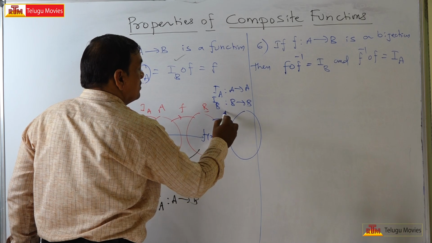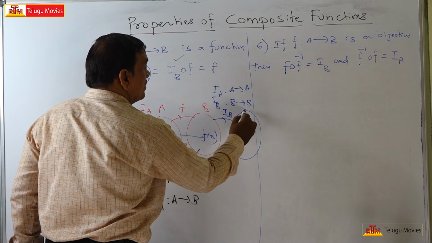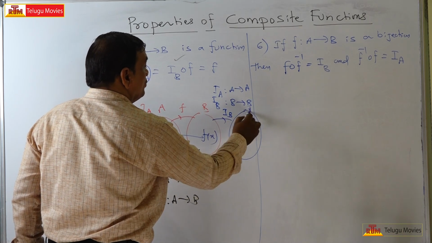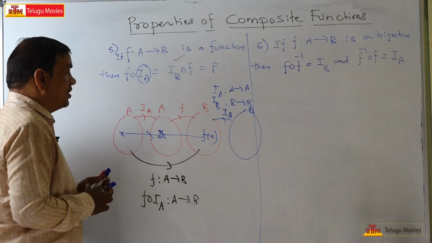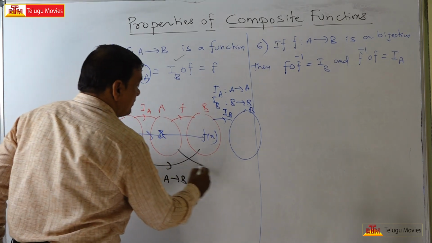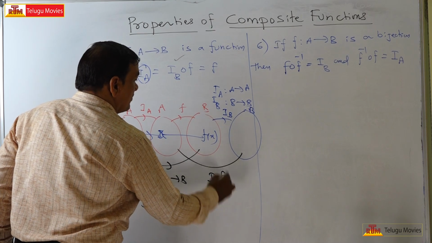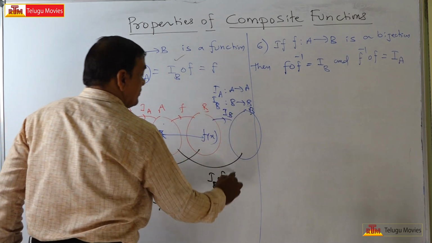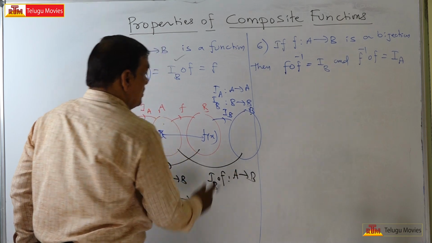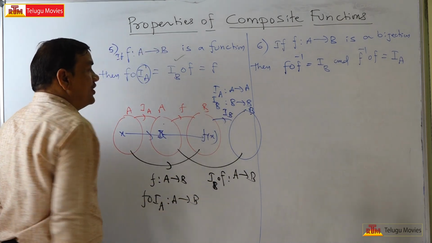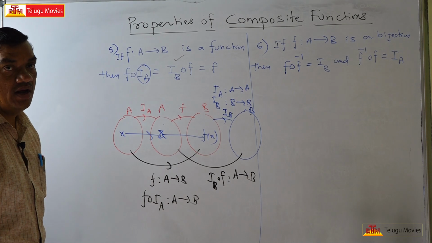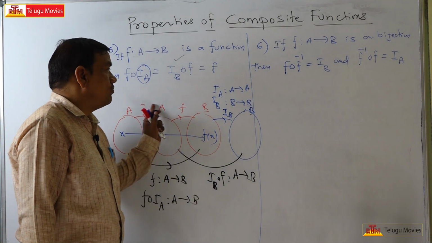So this is IB, so this is B to B. Now from this, you see here, I_B circle f is from A to B. I_B circle f is from A to B. Right, so both proofs are done.